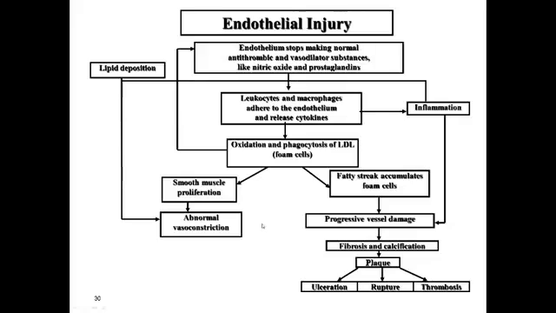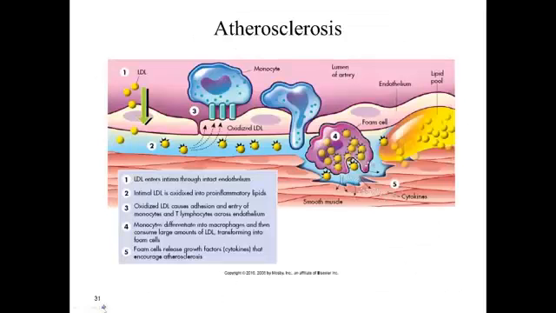So this is just sort of a recap of what we had just talked about with what happens with endothelial injury. There is atherosclerosis. Again, LDL enters the intima through intact endothelium, number 1. Number 2, you got intimal LDL, which is oxidized into pro-inflammatory lipids. Ooh, it sounds cool, but it really isn't. Then number 3, this oxidized LDL causes an adhesion and then an entry of a monocyte, a T lymphocyte across the endothelium.